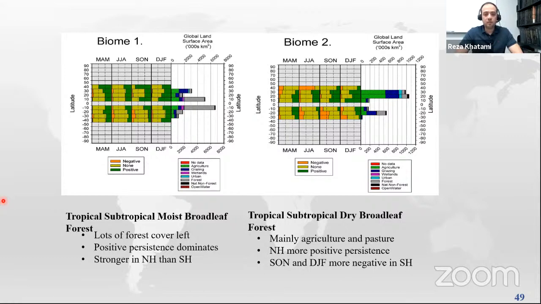For tropical dry broadleaf biome, the majority of land cover is agriculture and grazing. And you can see that for the North Hemisphere, there are more positive persistence, but for the South Hemisphere, there are more negative values, especially for September, October, November, and December, January, February.